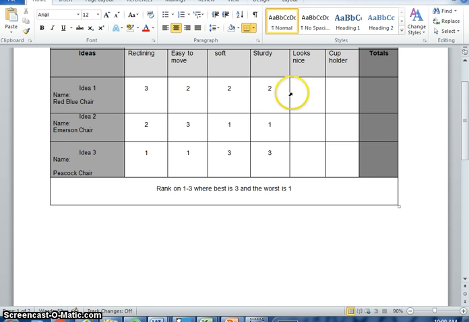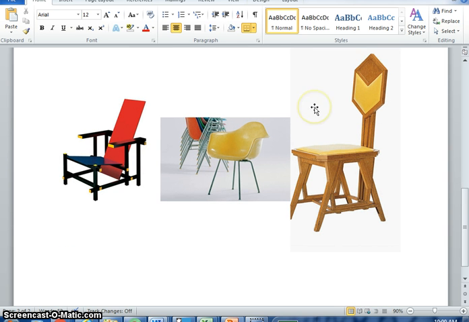Which one looks nice? This is aesthetically pleasing. Number 1 looks nice. Number 2 looks nice. Number 3 looks nice.